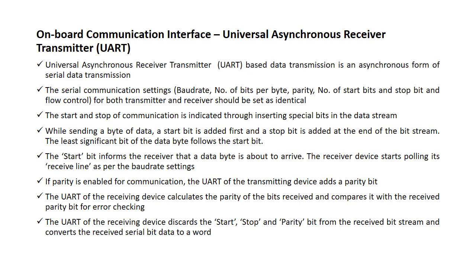The UART of the receiving device discards the start, stop and parity bits, since these are additional bits which are sent just to indicate to the receiver that this is the beginning and this is the end, and the parity bit is used to indicate whether there is an error in the transmission. So these bits have to be removed at the receiver. So the UART receiving device discards the start, stop and parity bits from the received bit stream and converts the received serial bit data into a word.